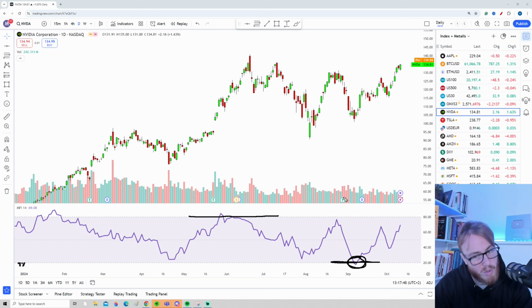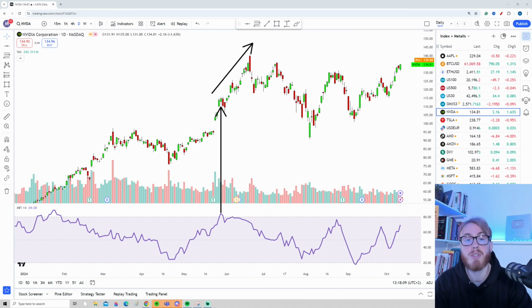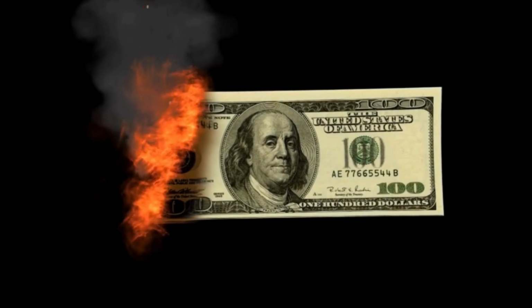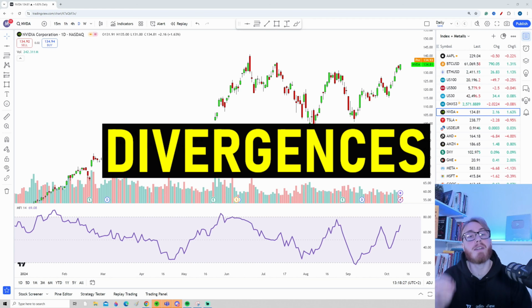However, I don't really like this method and I don't see too much value in it. For example, let's just take a look at this point right here. Here, the price is overbought. But if we look at what actually happened to the price, well, after this point, the price just continued higher and higher. So if you would have shorted the price right there, you would have definitely lost some money. However, in my opinion, a better way to use this indicator is to look for divergences.